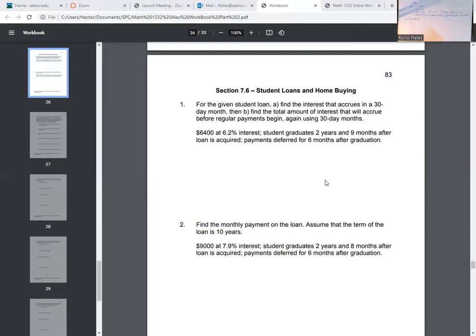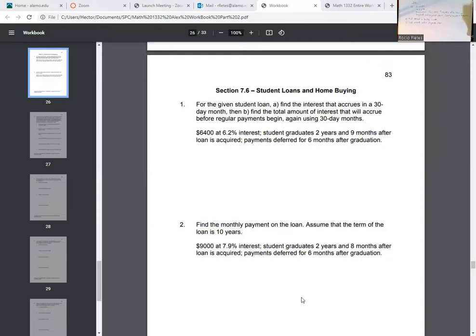Okay, so A, we want to find the interest. For these problems, we need to be writing things down as we are solving the question. So find the interest that accrues in a 30-day month. Interest that accrues means interest that accumulates. Find the total amount of interest that will accrue before regular payments begin. So that's find interest before payments begin. And that's part B. And I think that's all we have to find.